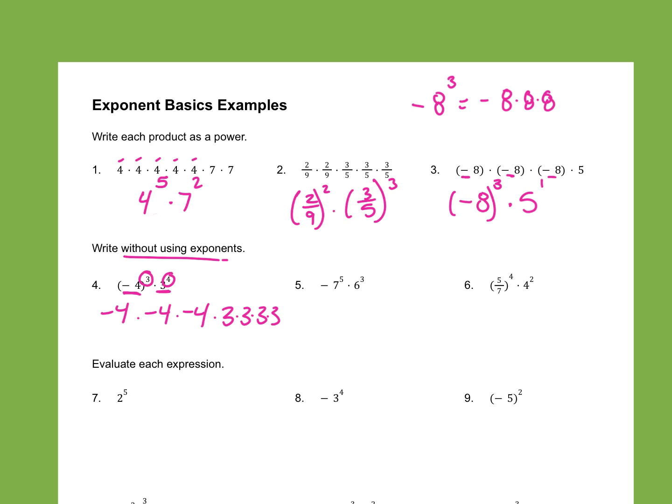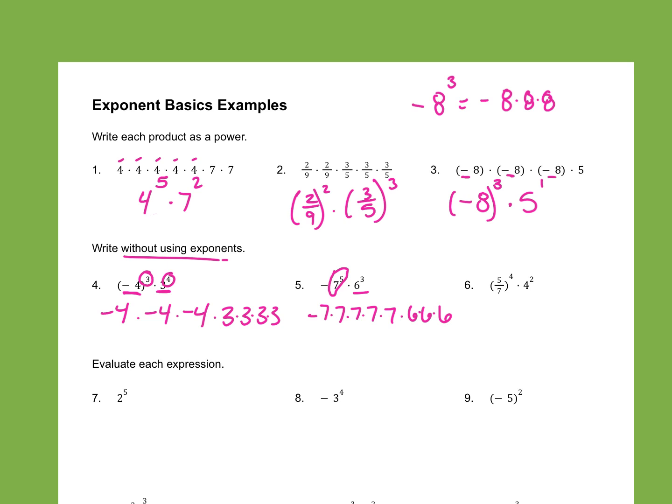On number 5, unlike on number 4, this 7 is not in parentheses, so the negative does not get repeated. So we just bring down our negative sign, and then this tells us that I have 5 7s being repeated. 1, 2, 3, 4, 5. Then I also have 6 being repeated 3 times.